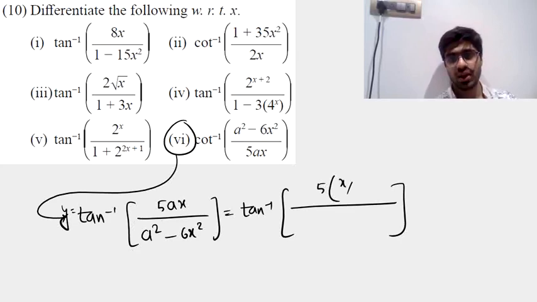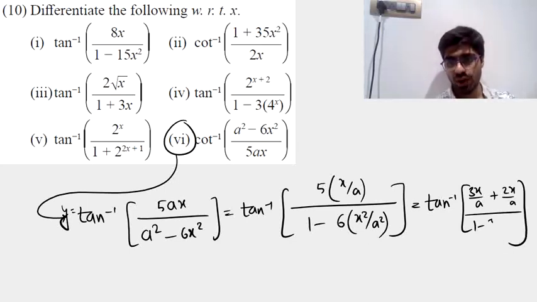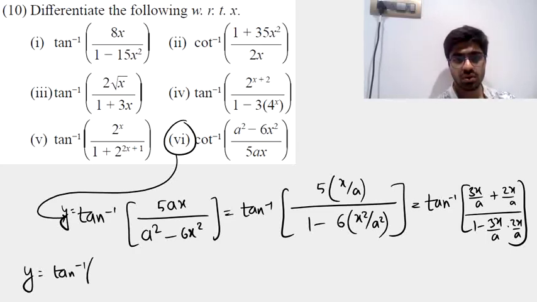So we will have 5 into x upon a by dividing the numerator with a square. Divide the denominator with a square, so it is 1 minus 6 x square upon a square. Right? So we can now write the numerator as tan inverse of 5 times x upon a. So write that as 3x upon a plus 2x upon a divided by 1 minus 6x square upon a square is 3x upon a into 2x upon a. Yeah, so y will now be tan inverse of 3x upon a plus tan inverse of 2x upon a.